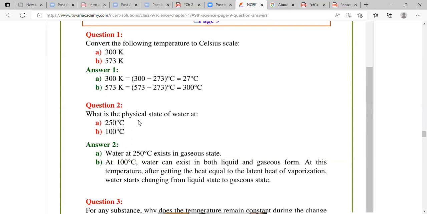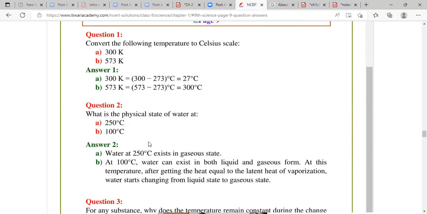Okay, so you can just write it down. What will be the physical state of water? First, you'll write 250, then 100 degrees, and then minus 5 degrees Celsius. For 250 you will write gaseous state. For 100 you will write both liquid and gaseous state. Water can exist in both liquid and gaseous state. And for minus 5 degrees you will write solid state. Clear?